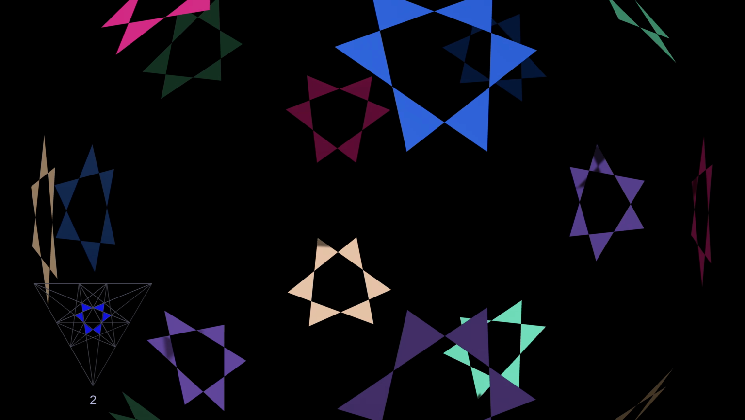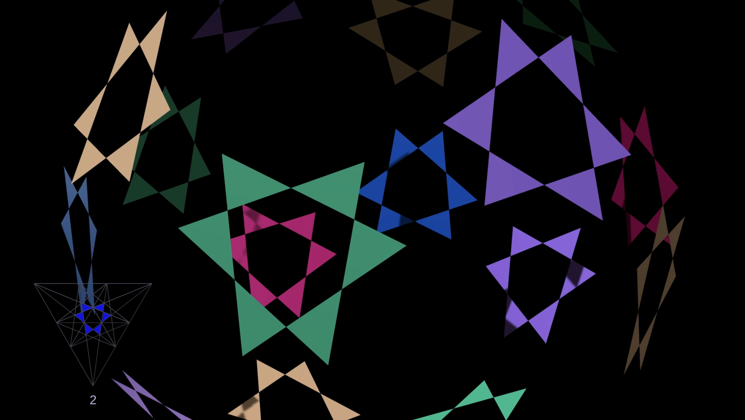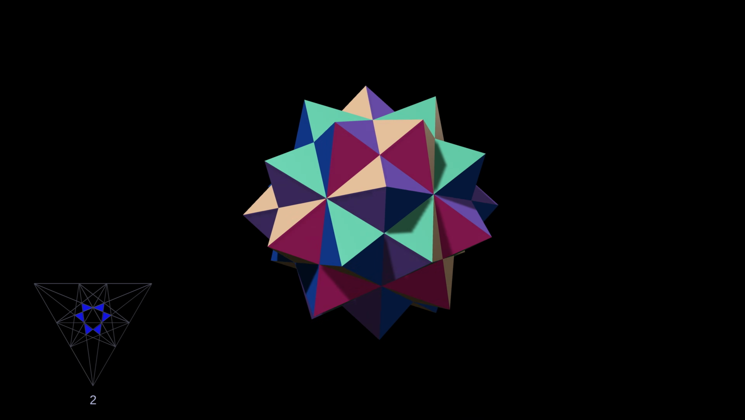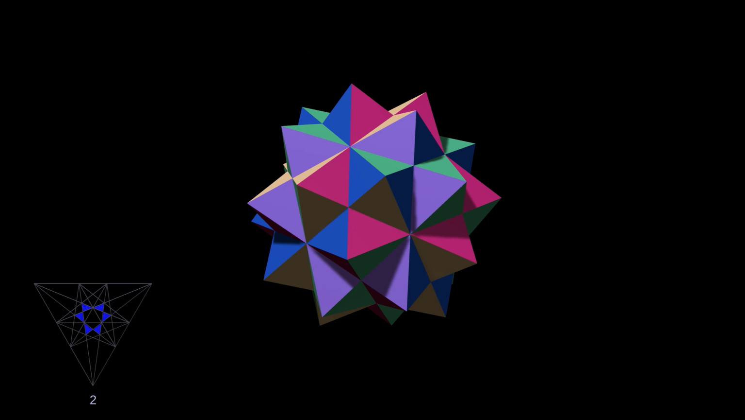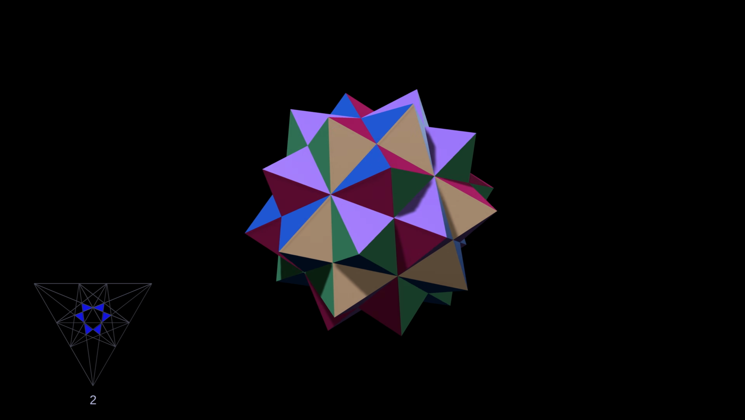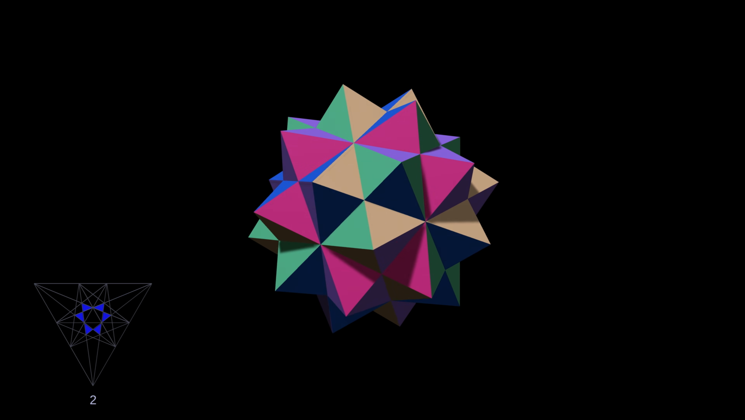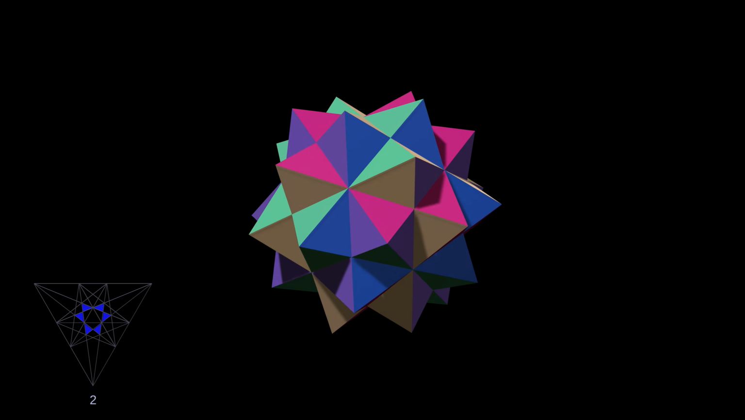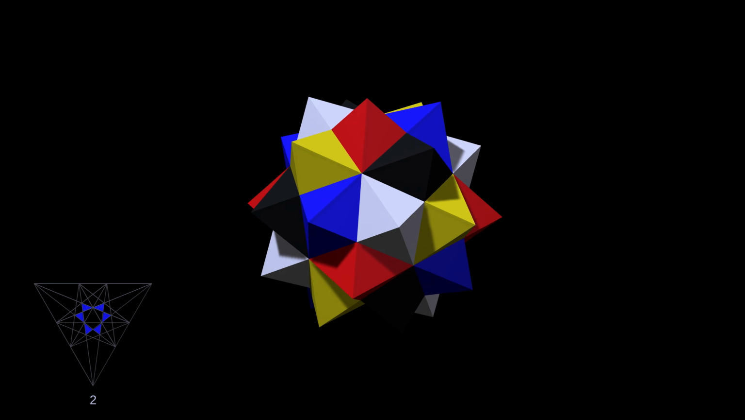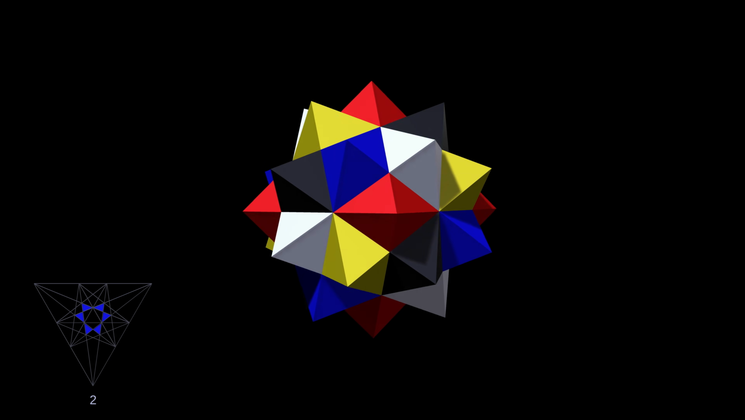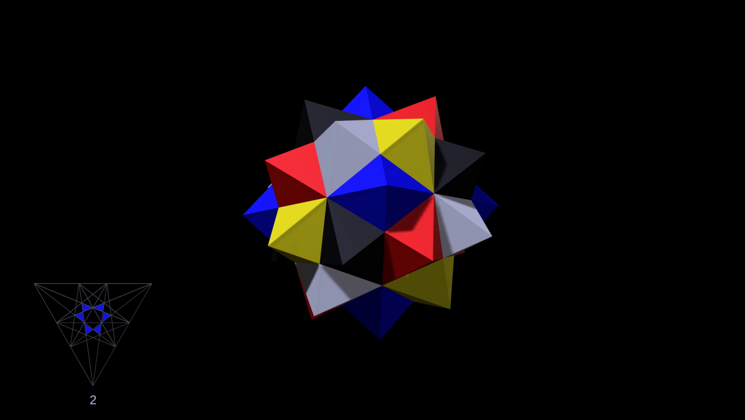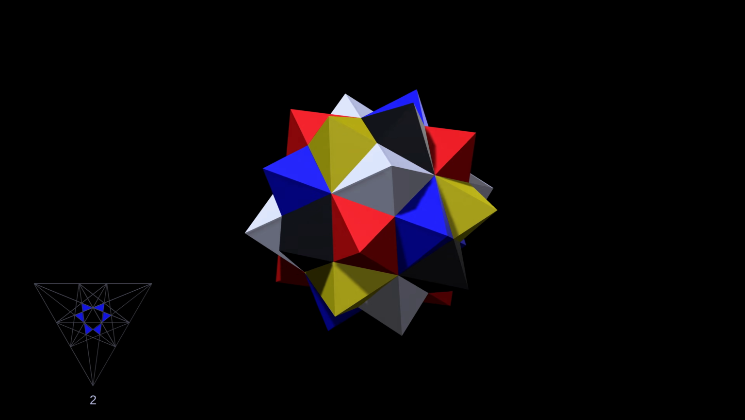Region 2 creates this figure. Externally, it's the same as the well-known compound of 5 octahedra. This becomes clearer if we colour the faces of each octahedron differently. Looking back at the stellation diagram, you can see that region 2 is made up of 2 triangles, so the 20 icosahedral planes combine to give the 40 triangular faces of the octahedral compound.